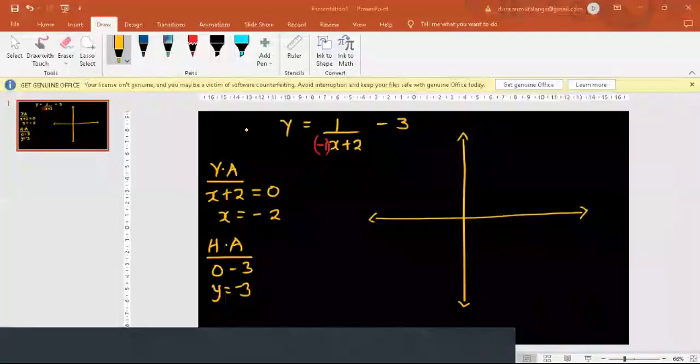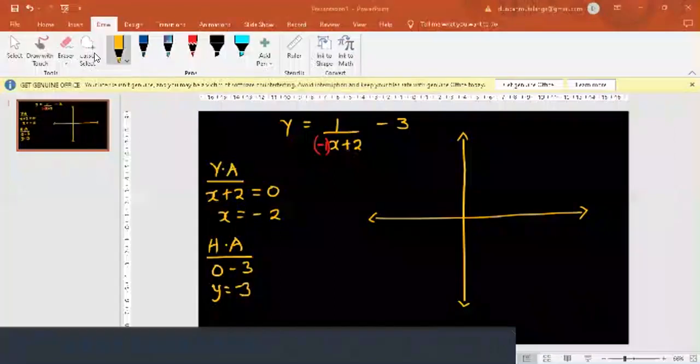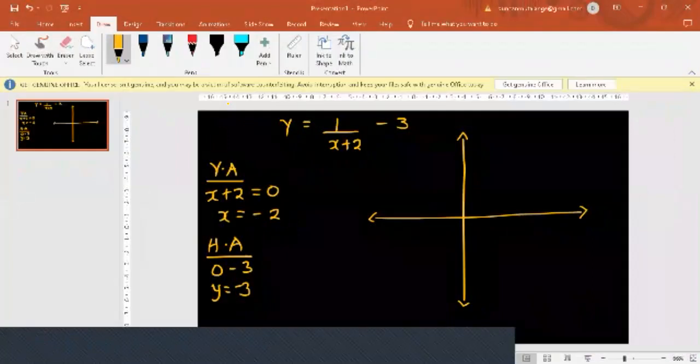All right, so this was the example that we were doing, but then we ran out of time. So being given this, how do you sketch? To get the vertical asymptote here, we equate the bottom part to 0, then we find the value of x, which we did. We said x is equal to -2, so our vertical asymptote is x equal to -2.